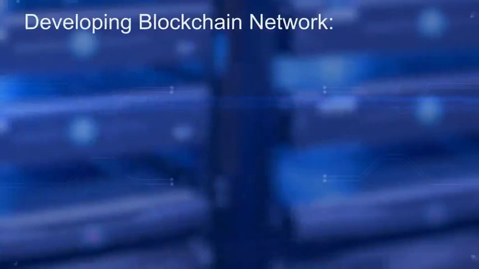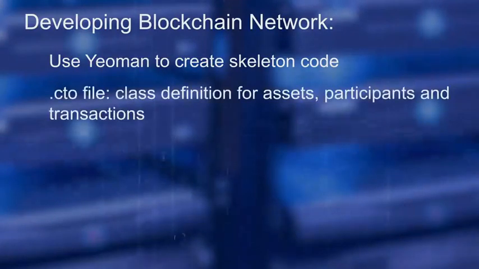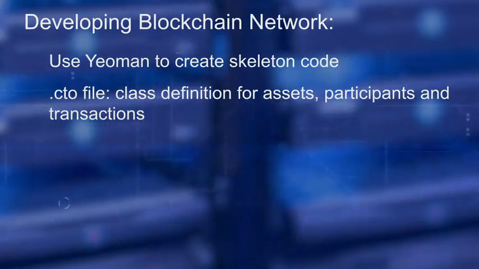Let's explore the business network development process with these tools. We provide an overview of the techniques for using the tools in the development of a simple business blockchain network. Steps in development are: use the Yeoman tool to create a skeleton code for the business network. In the CTO file created, you will find the class definitions for all assets, participants, and the transactions in the business network. This file is written in Hyperledger Composer modeling language.